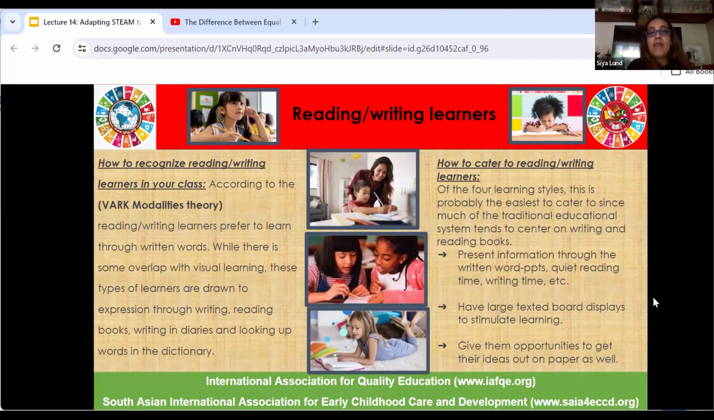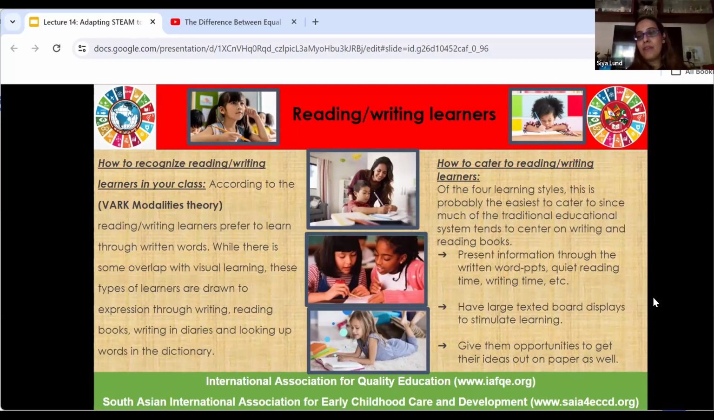So if you have students in your classroom that are specifically drawn to reading or writing, they're constantly looking up words in the dictionary or constantly trying to write things or read books, they are your reading and writing learners. And how do we help them? It's very easy to help these children because our education system depends on reading and writing. It's not very difficult to cater to their needs.